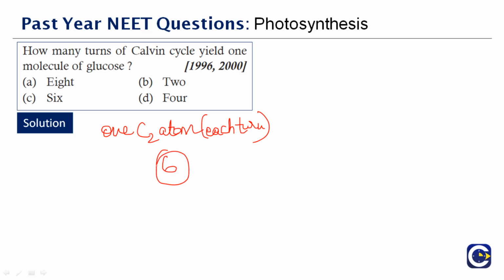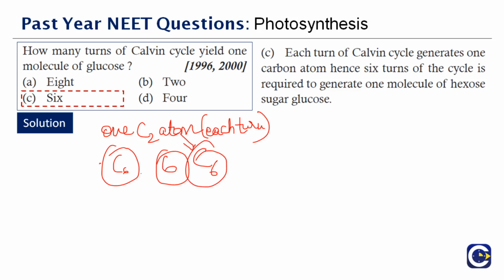Hence six turns of the cycle are required to generate one molecule of glucose, because glucose has 6 carbons. To yield one molecule of glucose, see, each turn will only give you one carbon atom, but we need totally 6 carbon atoms. That is the concept here. Don't get confused here. Only one carbon atom will be released from one cycle, but we need totally 6 carbon atoms. So 6 times it has to turn. The correct answer is option C, 6.